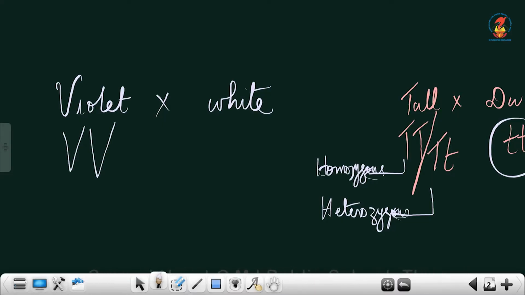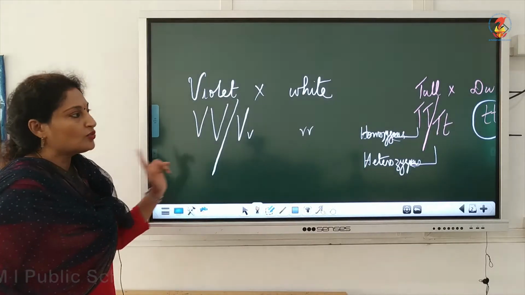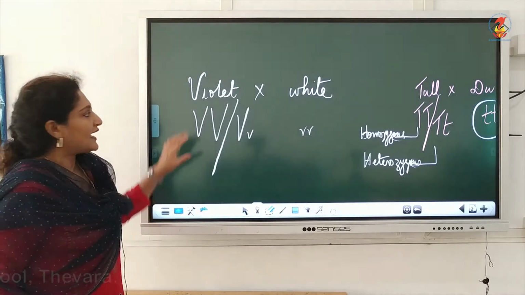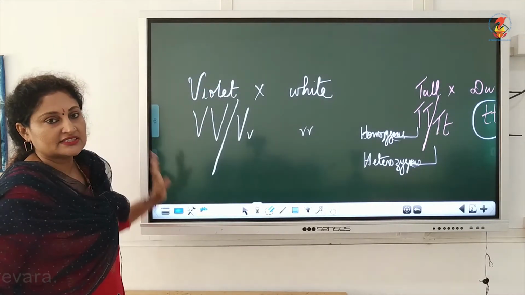There are 2 types of violet, homozygous violet or heterozygous violet. And white is only one option, small v, small v. So you understood how to assign the alphabets to get the genotype. So this is the genotype. And the physical appearance is indicating the phenotype.